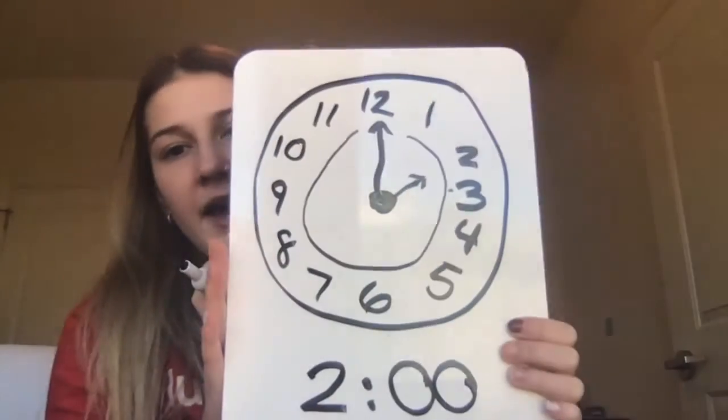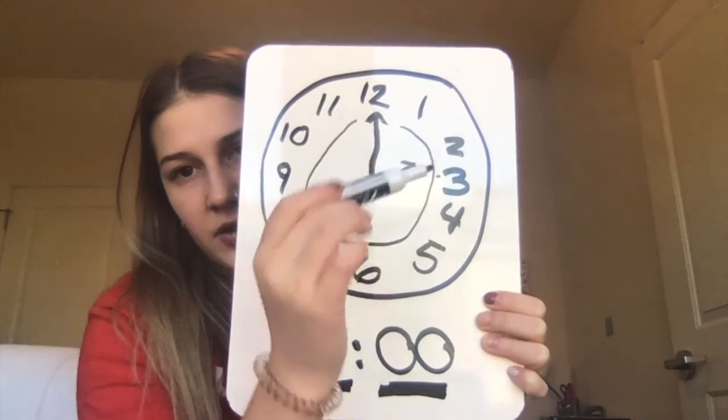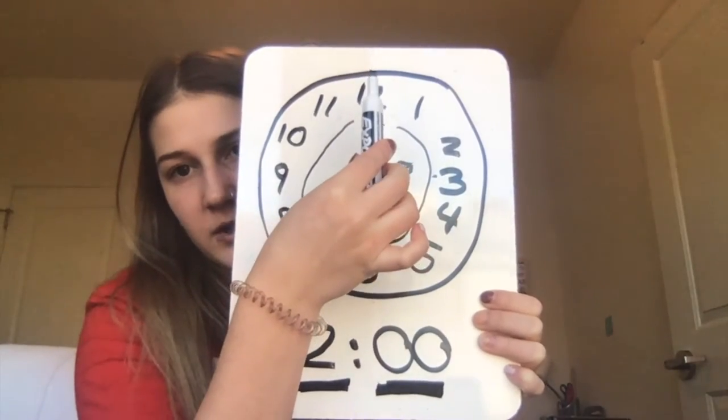So friends, I know clocks are a lot of fun. So we have 2 o'clock. We can see that our hour hand is pointing to 2 and our minute hand is pointing to 12, which means 0.